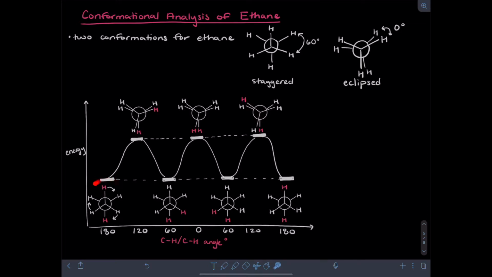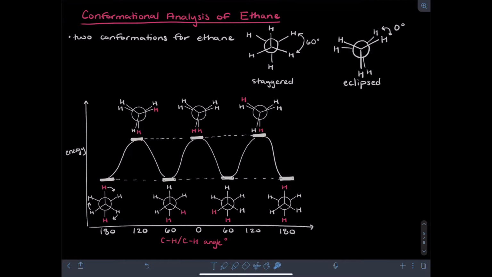So let's imagine starting out on the far left. I start with a pink hydrogen on the front carbon up top, and a pink hydrogen on the back carbon down bottom. I'm going to imagine keeping my back carbon fixed and rotating my front carbon clockwise. As I start to rotate 60 degrees, my pink hydrogen blocks a hydrogen on the back carbon. Eventually, that pink hydrogen reaches the lower right, and this is another staggered conformation.